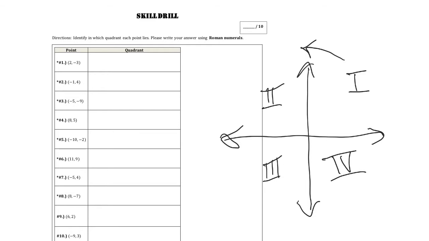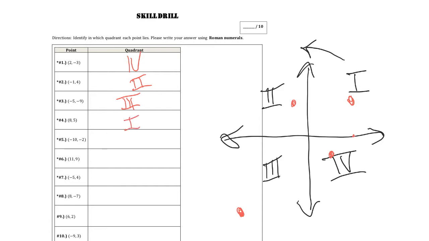So (2, -3), right 2, down 3, that'd be in quadrant 4. (-1, 4), left 1, up 4, that would be in quadrant 2. (-5, -9), that's a negative x and a negative y. Way down here, left 5, down 9, that is quadrant 3. (8, 5), right 8, up 5, that is quadrant 1.